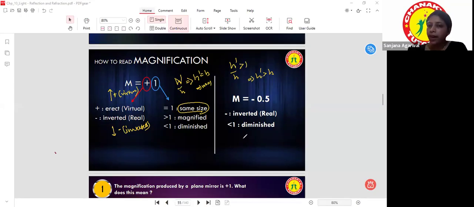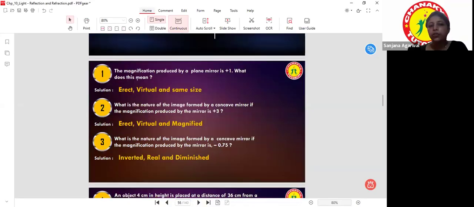And if it is opposite, that is h dash by h is less than 1, when is it possible? If h is greater than h dash. So greater than 1 means image is magnified, and lesser than 1 means image is diminished. Few questions to practice, children.